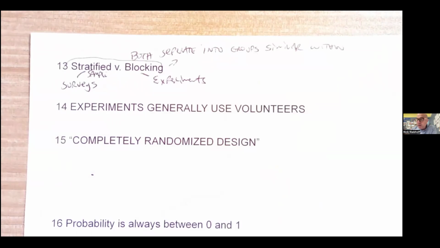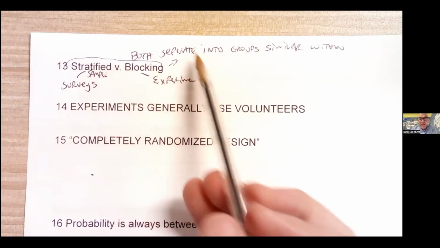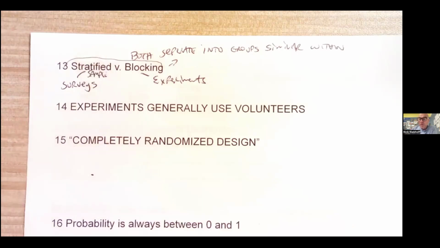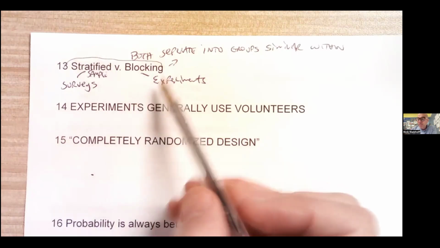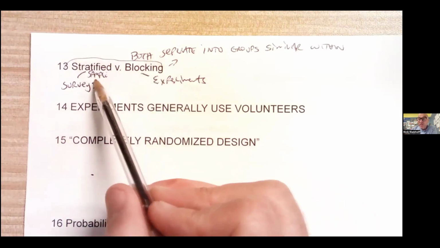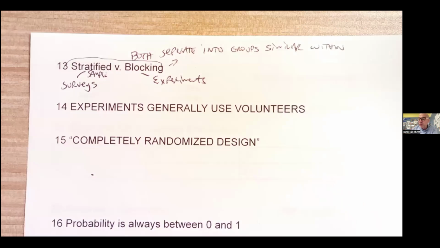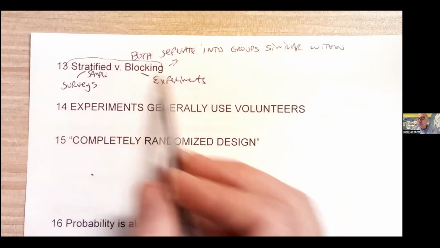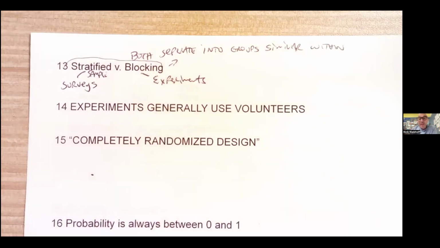Blocking is for experiments, okay? And we block because we are afraid of confounding variables. I would block by age. I would block by distance to the river. So they're similar in that we're separating them into similar groups, all the freshmen, all the sophomores, all the juniors, all the seniors. But one is for sampling, just grabbing a sample from a population. The other is we're blocking when we do an experiment.